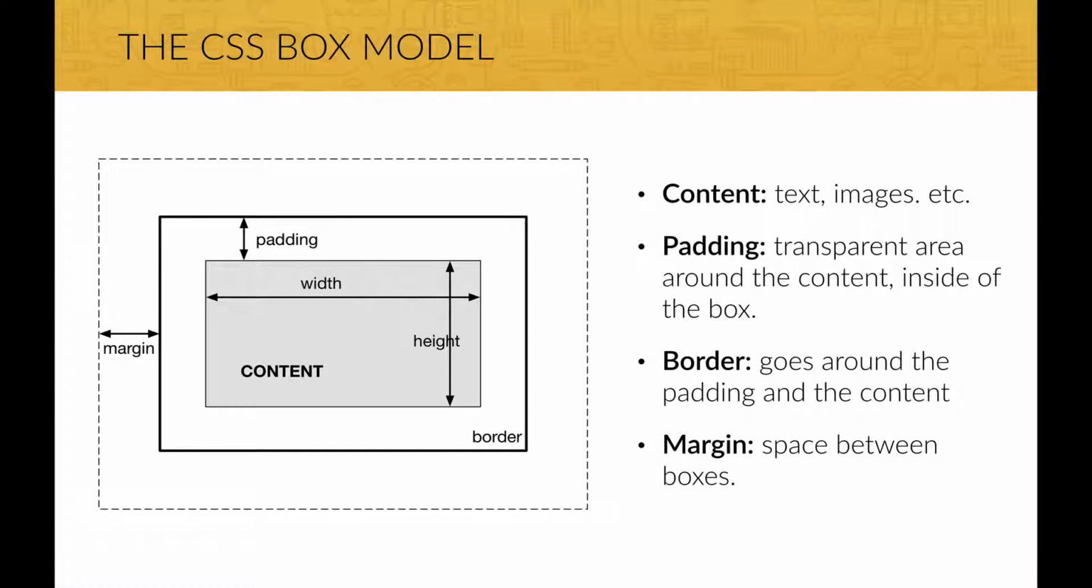This image shows very well how the box model works. So, the content is where text and images appear. The padding is like a transparent area around the content, but inside of the box. The border of the box goes around the padding and the content and may be transparent or not. And finally, the margin is the space between boxes. Now, padding, margin, and border are properties in CSS and can be specified for the entire box or for individual sides, top, bottom, left, or right. We will use all of them later.